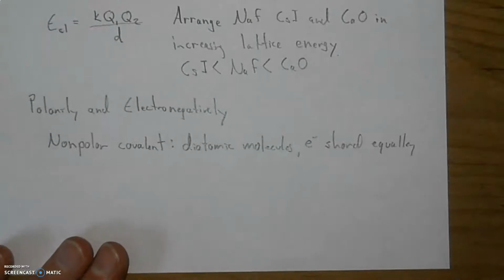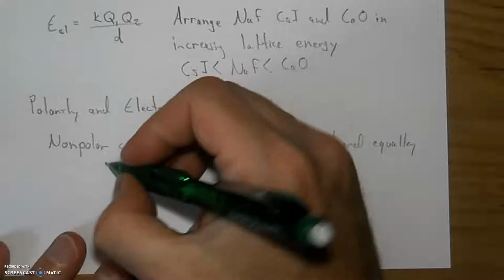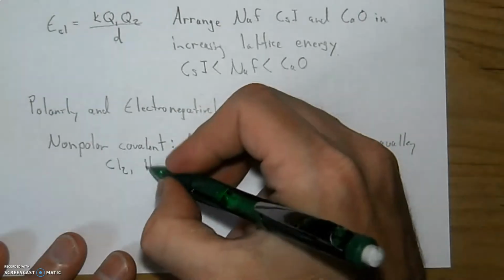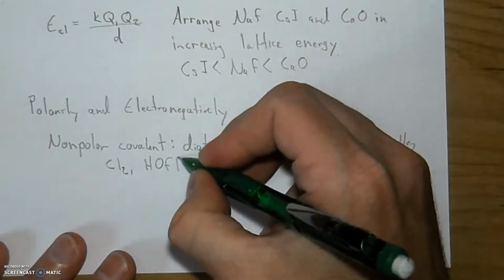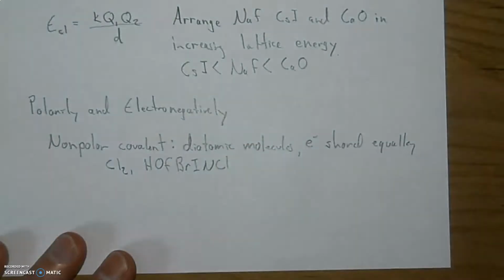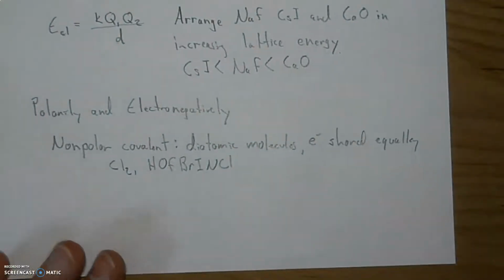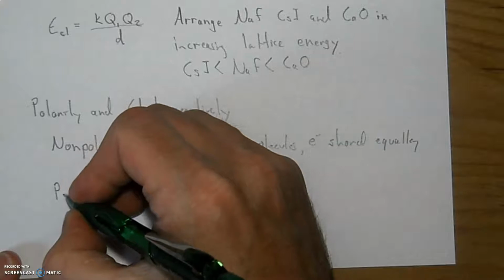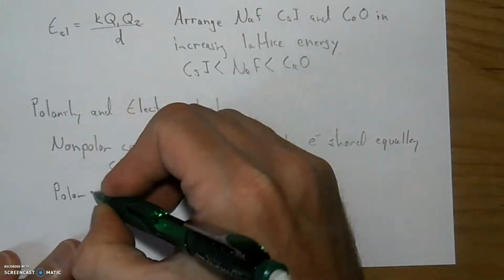So if you think about that, we have a couple examples. Chlorine, all the Hoff wrinkles, so we'll just write those guys down. Hoff wrinkles. These are all those diatomic atoms. So there's no pulling electrons more so one way or the other. Another example would be polar covalent.